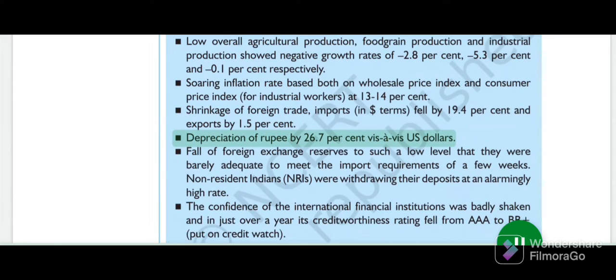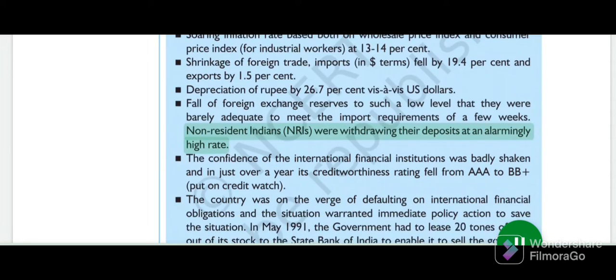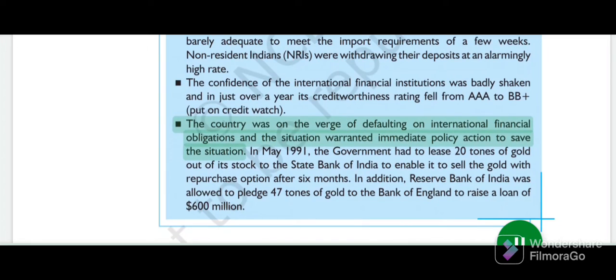Depreciation of rupee by 26.7% vis-a-vis US dollars. Fall of foreign exchange reserves to such a low level that they were barely adequate to meet the import requirements of a few weeks. Non-resident Indians (NRIs) were withdrawing their deposits at an alarmingly high rate. And the confidence of the international financial institutions was badly shaken, and in just over a year its creditworthiness rating fell from AAA to BB+ put on credit watch. The country was on the verge of defaulting on international financial obligations and the situation warranted immediate policy action.